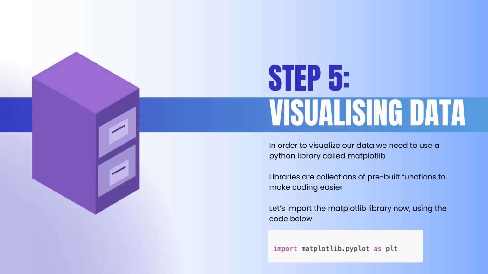Once you have saved the results, we can now use those lists to visualize our data. In order to visualize our data, we need to use a Python library called matplotlib. Libraries are collections of pre-built functions that make coding easier. Let's import the matplotlib library now using the code below. Go ahead and run this code in your Google Colab notebook.